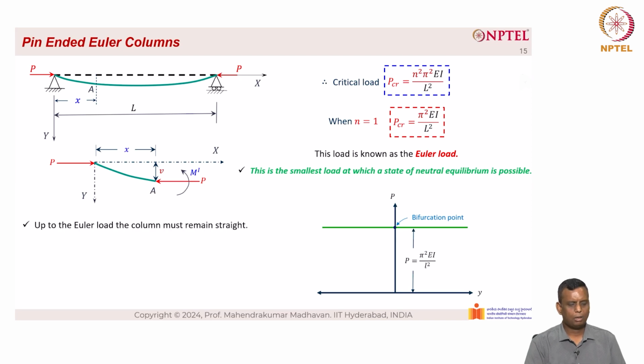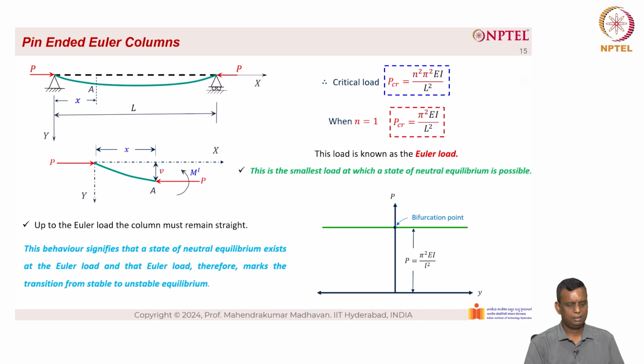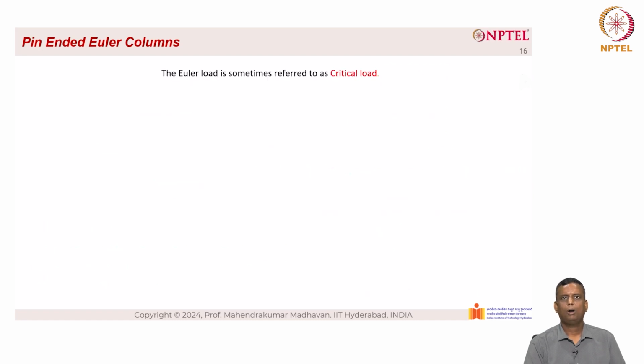So up to the Euler load, the column must remain straight. This behavior signifies that a state of neutral equilibrium exists at the Euler load, and that Euler load therefore marks the transition from a stable to unstable equilibrium. So the one that is below this bifurcation point is the stable equilibrium. The one that is above the bifurcation point is the unstable equilibrium. So the horizontal line, the green color line, is the state of neutral equilibrium, which is between stable equilibrium and unstable equilibrium. The Euler load is sometimes referred to as the critical load.